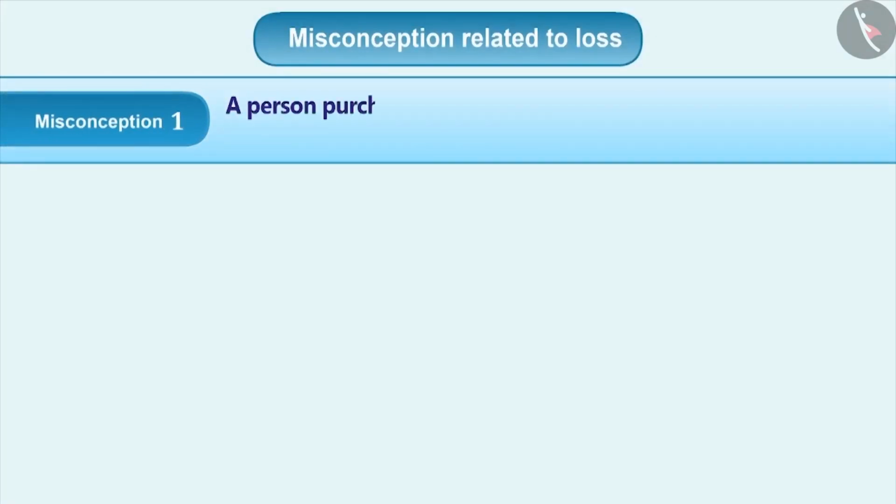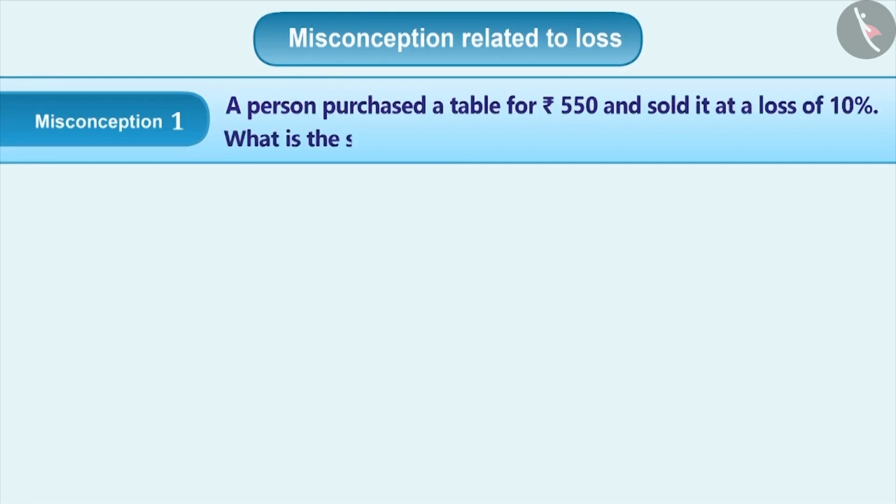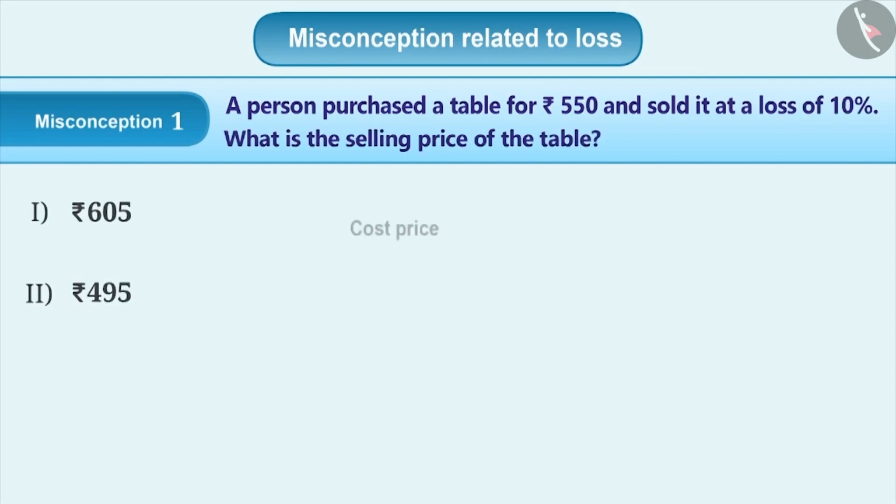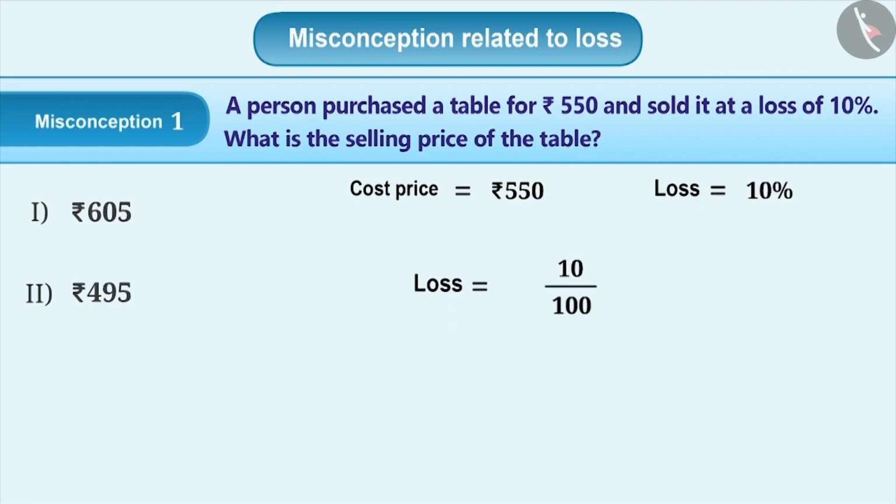Misconception 1. A person purchased a table for rupees 550 and sold it at a loss of 10%. What is the selling price of the table? Here, cost price is rupees 550 and loss is 10%. That means loss is equal to rupees 10 by 100 into 550, which is equal to 55 rupees.